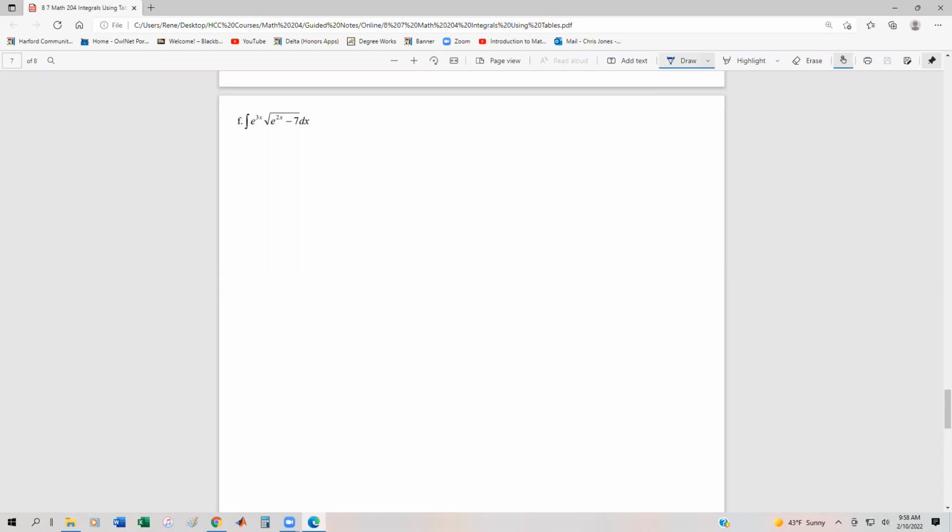We have the integral of 3x square root e to the 2x minus 7, or e to the 3x, excuse me. So when we integrate this, one way to think about this is to integrate this such that we have e to the x times e to the 2x, and then square root e to the 2x minus 7 dx.